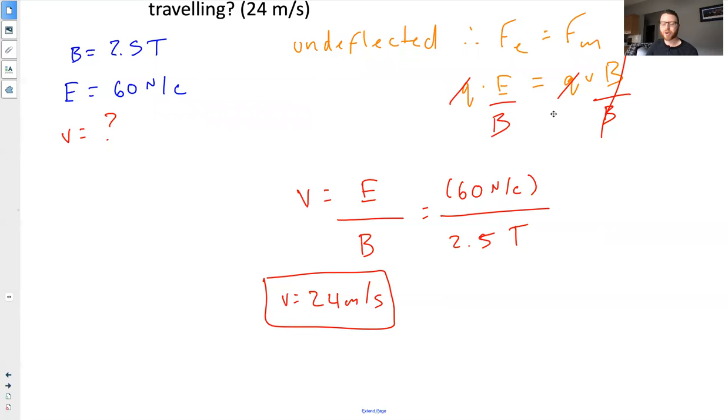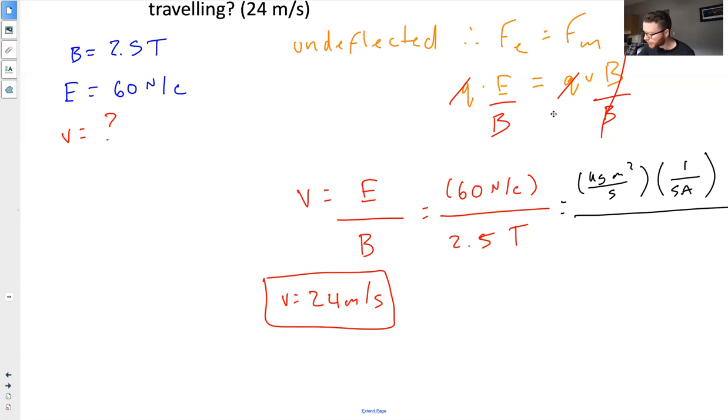Okay, and if you're asking yourself how on earth does a newton divided by coulomb divided by Tesla work out to be meters per second, let me show you. So a newton is a kilogram meter per second squared, and a coulomb is ampere seconds. So I'm just going to write newtons per coulomb, that's my newton divided by ampere seconds. So that's my newton per coulomb, and then divided by Tesla. And a Tesla is kilograms in the numerator and seconds squared amperes in the denominator. So I'm just going to write it like that. And we will cancel what we can. So kilograms will go.